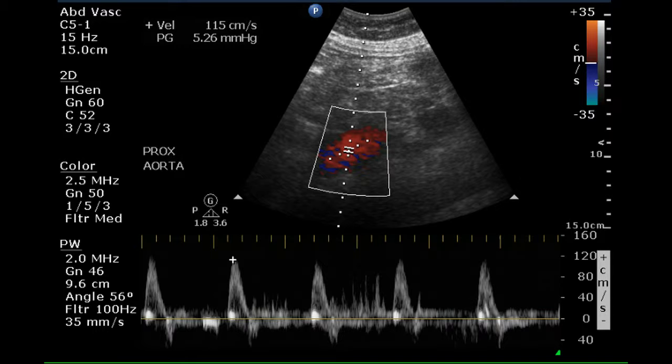The Pulse-Doppler of the proximal aorta demonstrates continuous flow throughout the heart cycle, and this is normal for the proximal aorta.